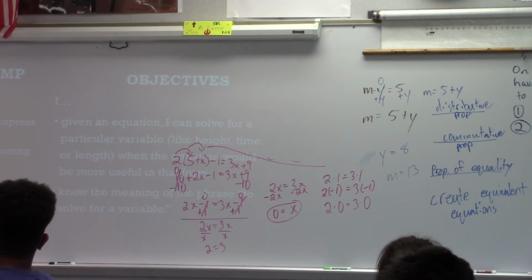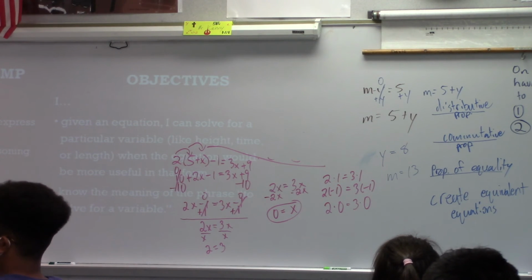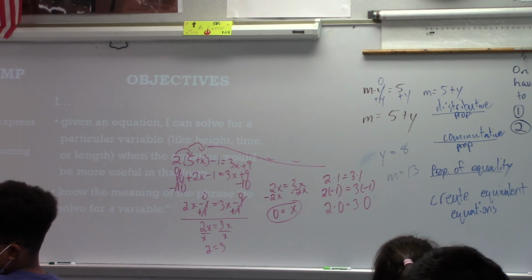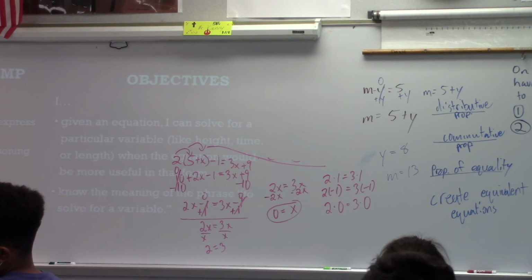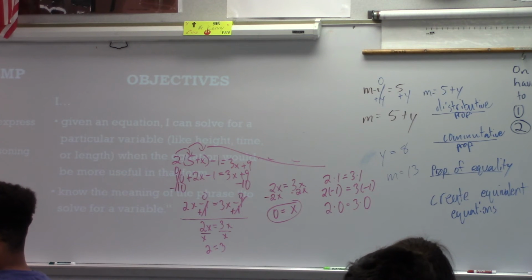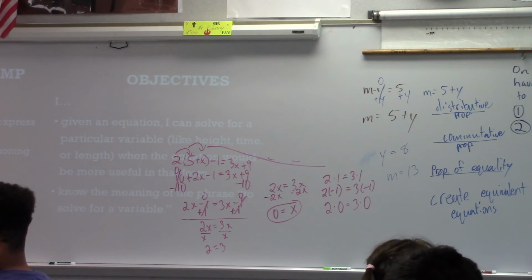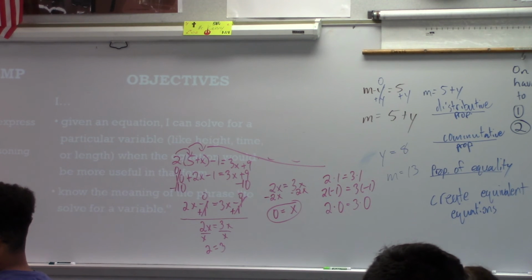Given an equation, I can solve for a particular variable when the equation would be more useful in that form. And with that language, particular variable, how many variables do we think we're talking about? More than one. That's all I need you to understand at this point. We're going to start looking at equations with more than one variable, and we need to know when to use which form of that equation, because we've already seen it.